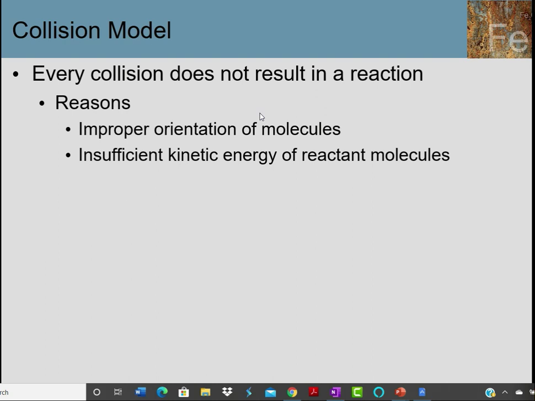Orientation is important. The more keyholes, for lack of a better word, that are on a molecule, the more spots that they can collide with another reactant to make the reaction take place, the higher the reaction rate is going to be, because there's more opportunities for a reaction to take place. Second, they have to hit with sufficient energy.